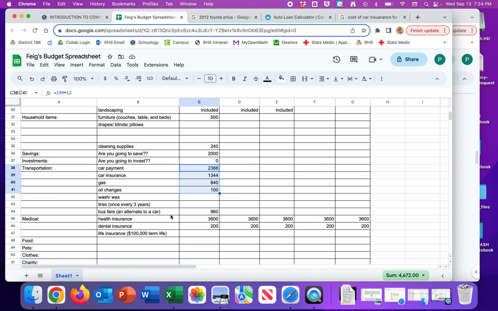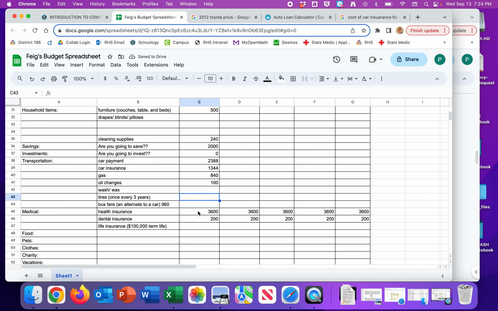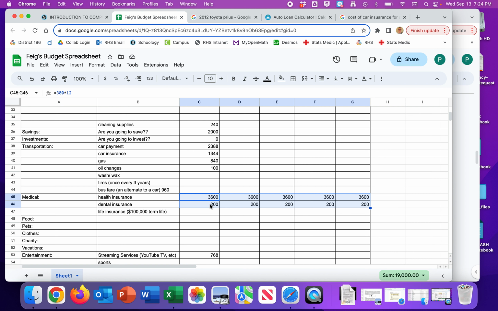I'm going to write this, 960 over here, and then I'm going to delete this. Because if I have my car, I wouldn't ride the bus. Okay? Health insurance, I put these in here for you guys. This is something that we'll just set for you, so you don't have to look it up. Dental insurance, health insurance, this is per year, okay? Life insurance, you can look this up.